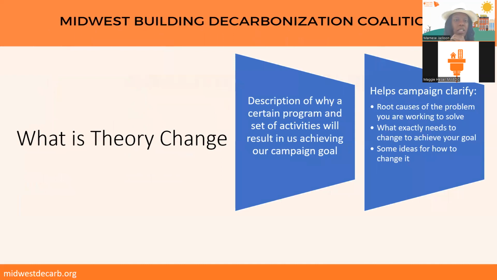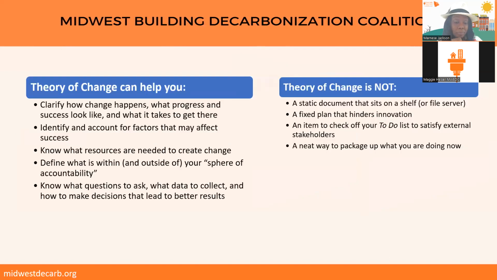So a theory of change is a description of why a certain program and set of activities will result in us achieving our campaign goal. It helps us clarify the root cause of the problem you are working to solve, what exactly needs to change to achieve your goal, and some ideas for how to change it. The theory of change can help you clarify how change happens, what progress and success look like, and what it takes to get there. And it will identify and account for factors that may contribute to success.